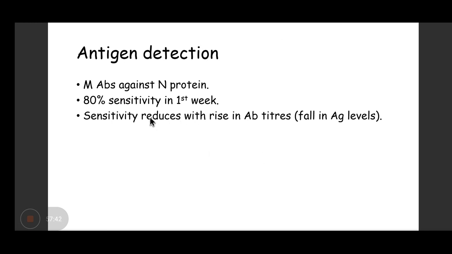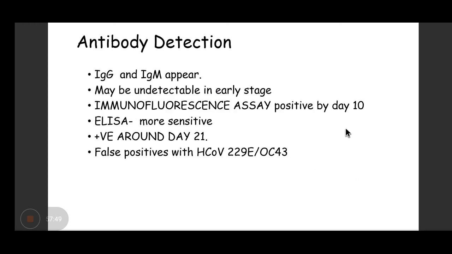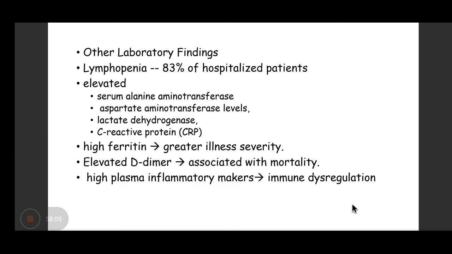Antigen detection, nucleoprotein or M antigen, they are detected, but the sensitivity is not very good. Antibody detection can be done, but for the diagnosis of viral infection, it is of no use. It is done for serosurveillance studies. Only for serosurveillance studies, it can be done by ELISA or immunofluorescence, etc.